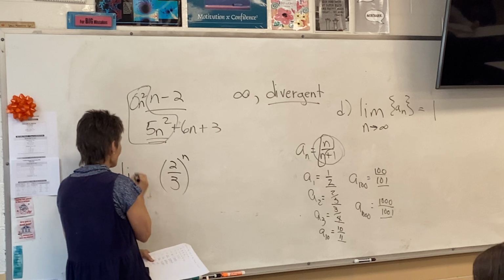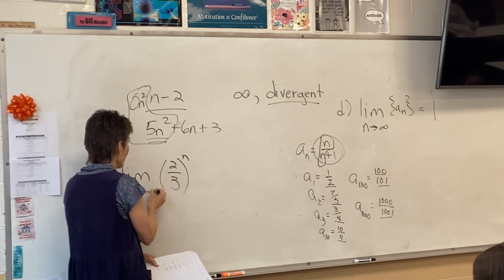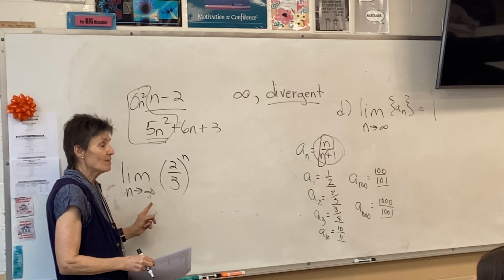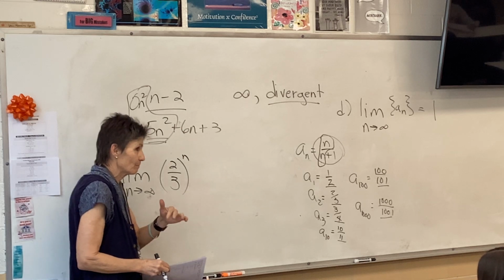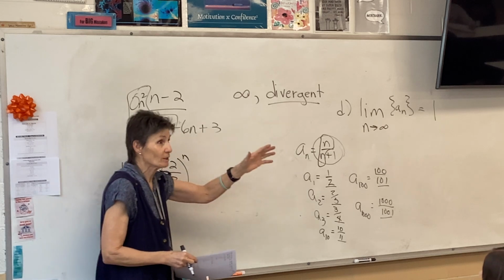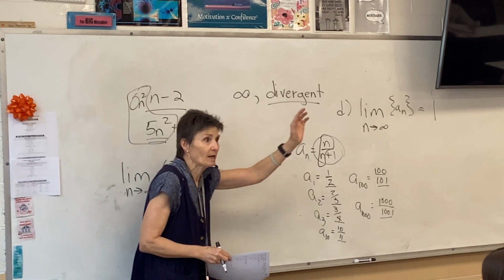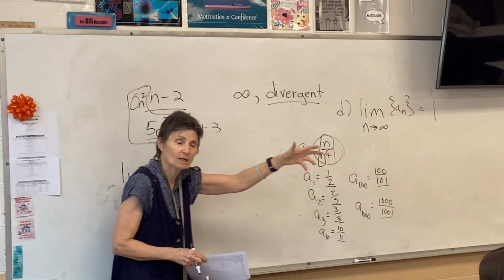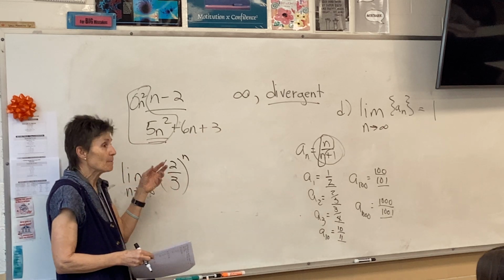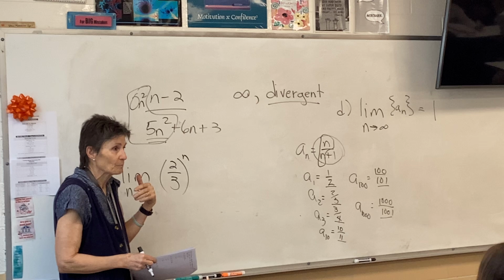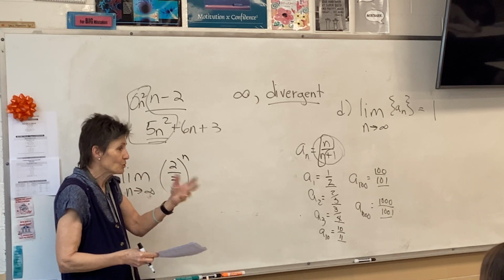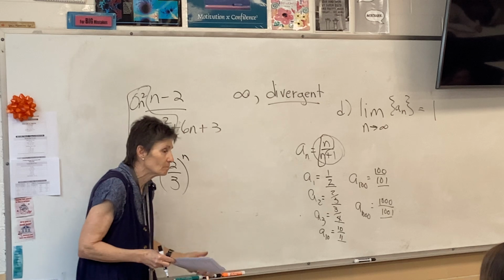Now remember, we're finding the limit as n approaches infinity. So this means that n is going to get bigger. Okay, so you can start with 1 and 2 and 3, but eventually you're going to be at 100 and 1,000. It just keeps going and going. So take out your calculator and just for fun, type in 2/3 to a power. Make it a big power, like 2/3 to the 50th.